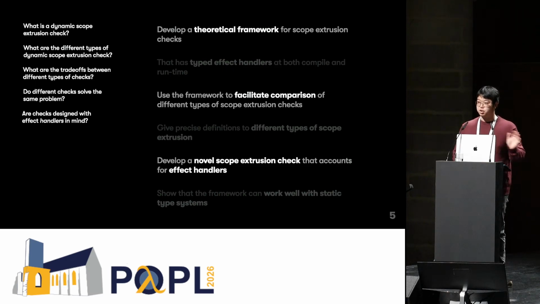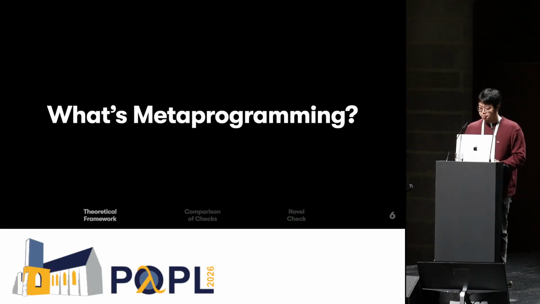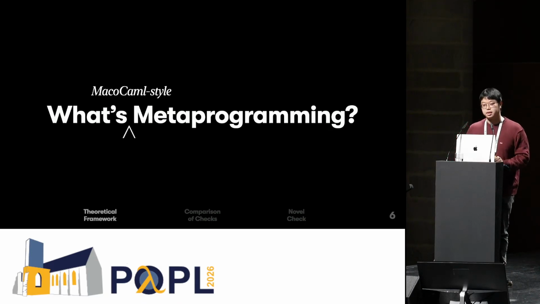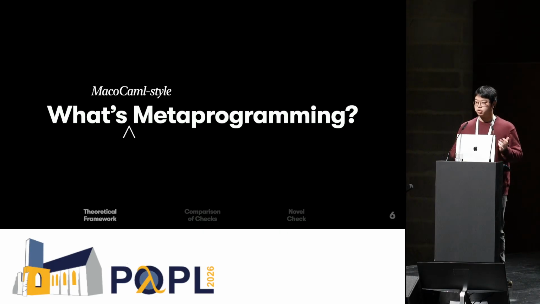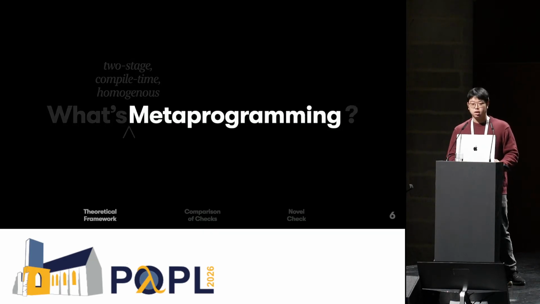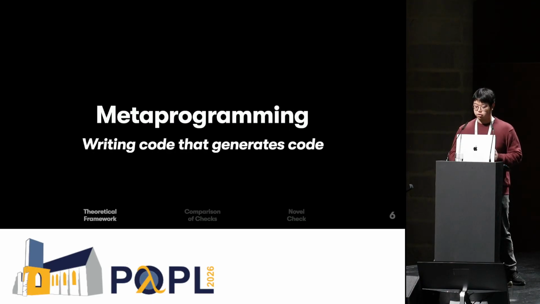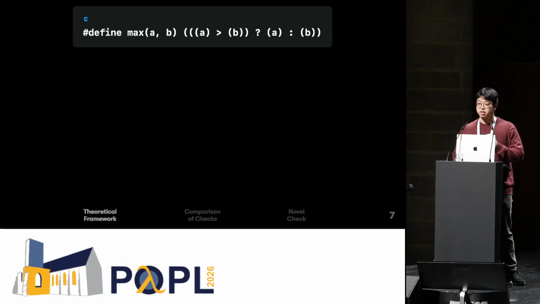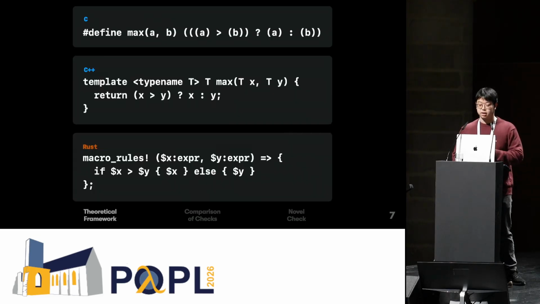But before I asked any of these questions, I had a much simpler question to contend with, which is, what's metaprogramming? That's not a question I have time to answer today, but I'm going to ask a different question, which is, what's MetaOCaml-style metaprogramming? For those of you who are familiar with the literature, this is two-stage, homogeneous, compile-time metaprogramming, and that question I can answer today. Metaprogramming is the act of writing code that writes code, and if you've ever written a C macro, or a C++ template, or a Rust macro, you've done some metaprogramming.